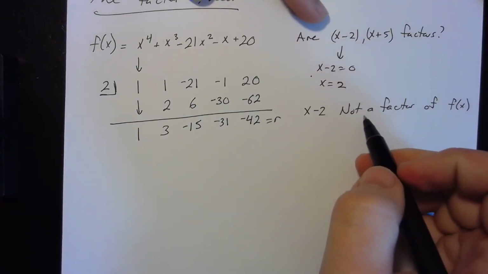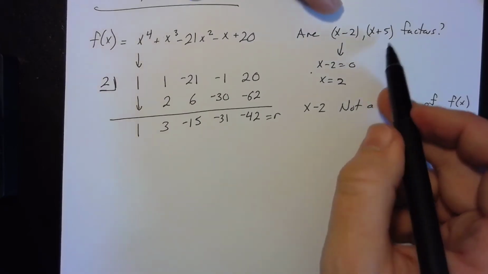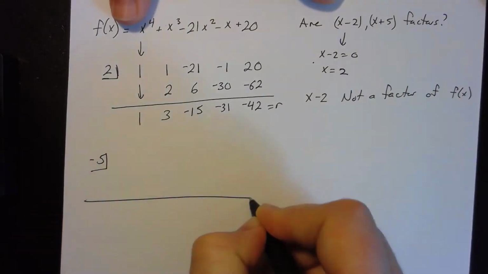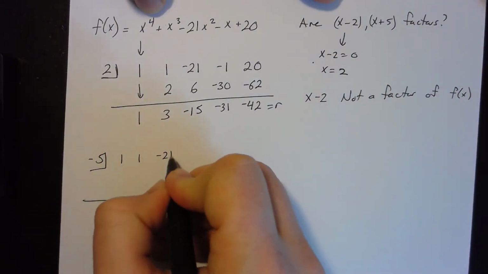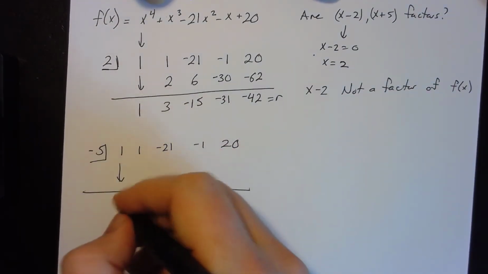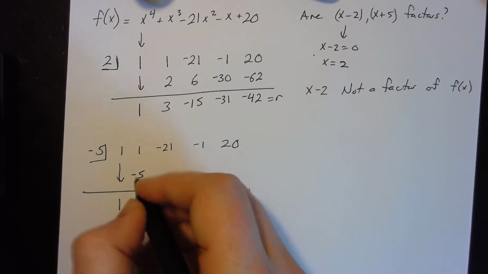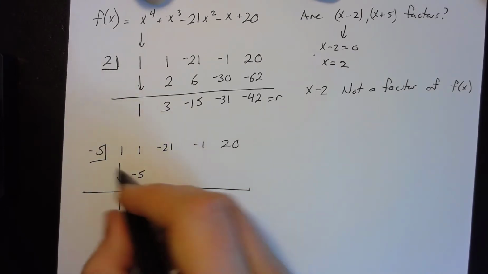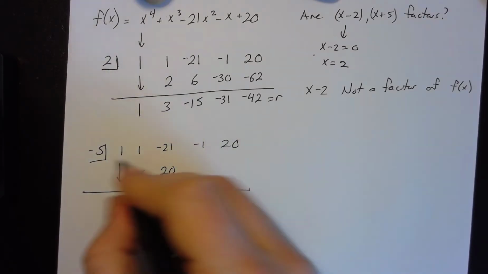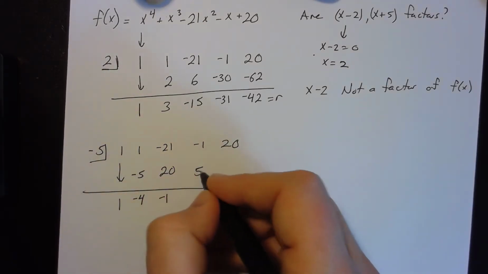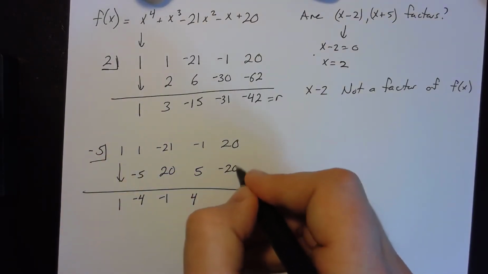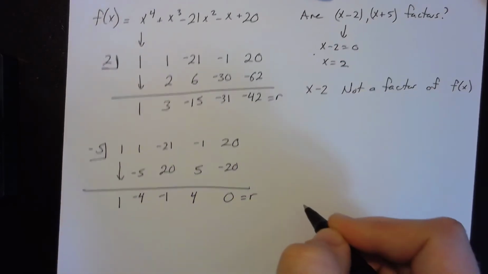Okay, so again, the intent here is to determine whether or not these things are factors. So I'm going to look at this x plus 5 now, and I'm going to do the same exact division with that, giving me 1, 1, negative 21, negative 1, and 20. Very carefully carrying down the first number, multiplying. Negative 5 times 1 is a negative 5. Negative 5 plus that is a negative 4. When I multiply negative 5 times negative 4, I get a positive 20, giving me a value of negative 1 back. Negative 5 times negative 1 is a positive 5. Here, adding, giving me a positive 4, multiplying negative 5 times 4, getting me a negative 20, and then adding, giving me a 0. So this provides me with a remainder of 0.